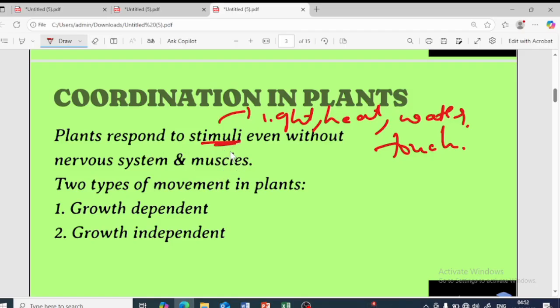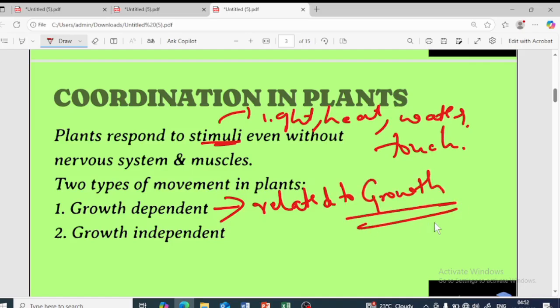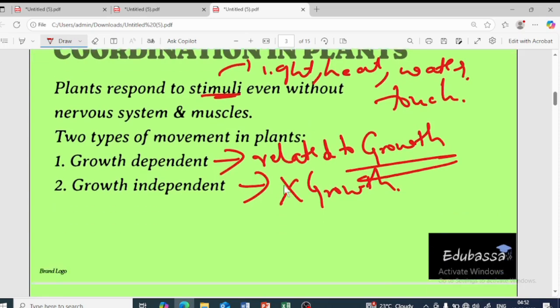They do undergo movements. So basically there are two types of movements. One is growth dependent movement, and the other is growth independent movement. Growth dependent movement is related to growth, in the sense the movement of the plant taking place is nothing but the growth. Growth independent means it is not related to growth, the movement is taking place but it is not growth. With an example you will understand better.